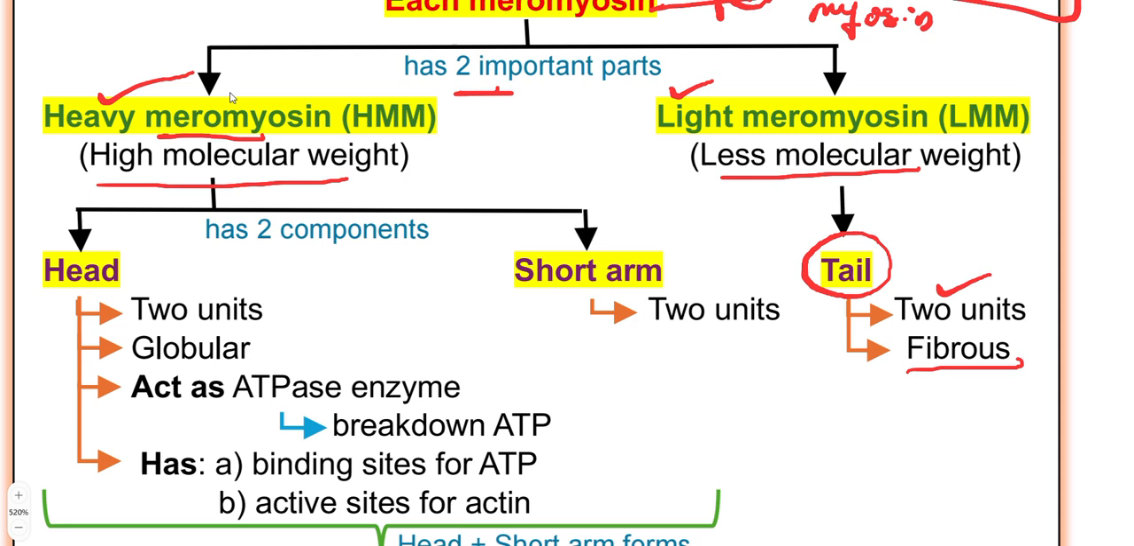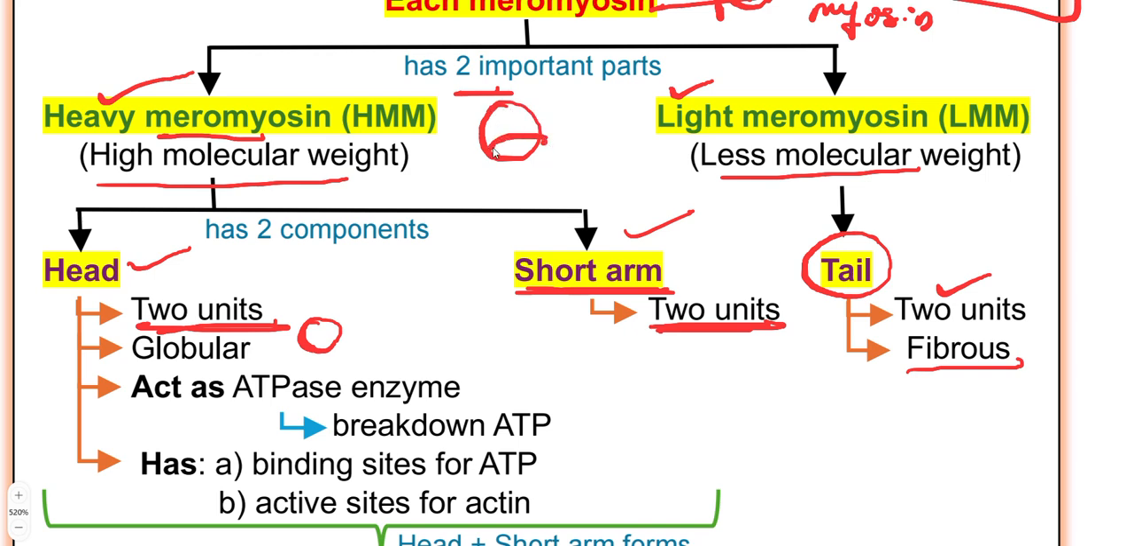Then heavy meromyosin consists of two components. What are the two components? Head and short arm. How many short arms will be there? Two short arms. How many heads will be there? Two heads will be there. So two units. How is the head? Your head is globular, so this one is also globular. What is present over here? Very, very important. Actin had a myosin binding site. Now for binding we need energy. Where will the energy be utilized? How do we get the energy? From ATP. You get energy after breaking the ATP. So where will the ATP break? In the head.